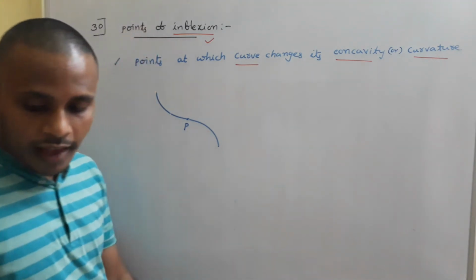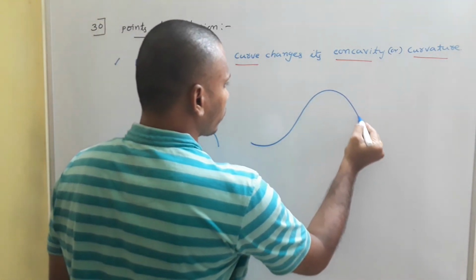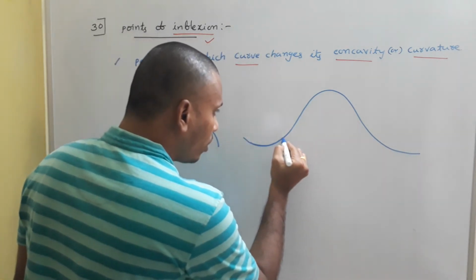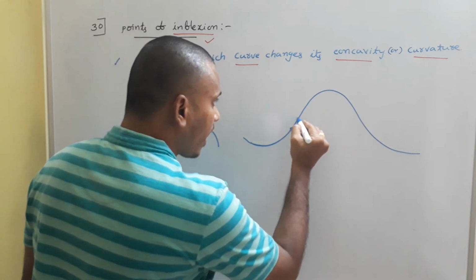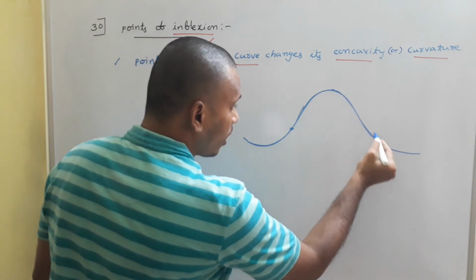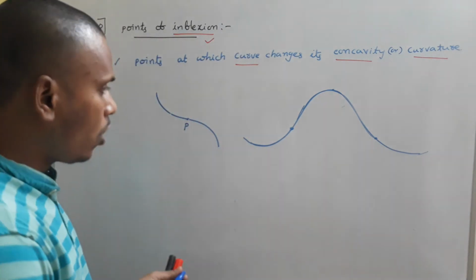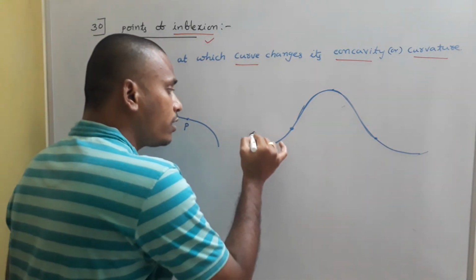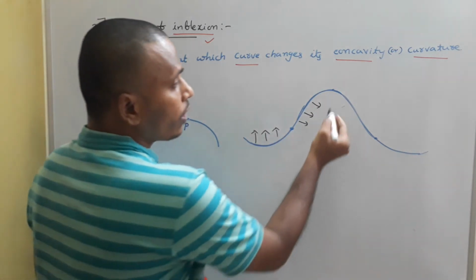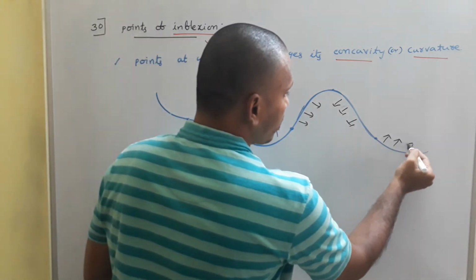Okay, suppose I have a graph like this, you just have a look. See, this is concave upwards, and after this particular point the graph becomes concave downwards, and again after this particular point the graph is what? Concave downwards here, and this is what? Concave upwards. You just have a look. Here the shape of the graph is concave upwards, here concave downwards, here concave downwards, and here concave upwards.